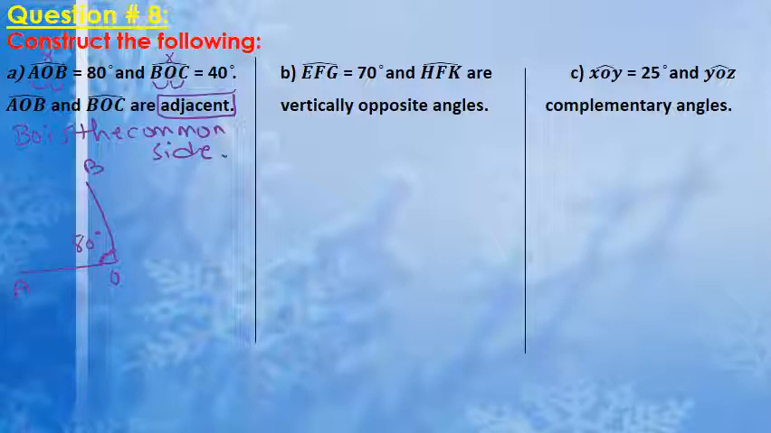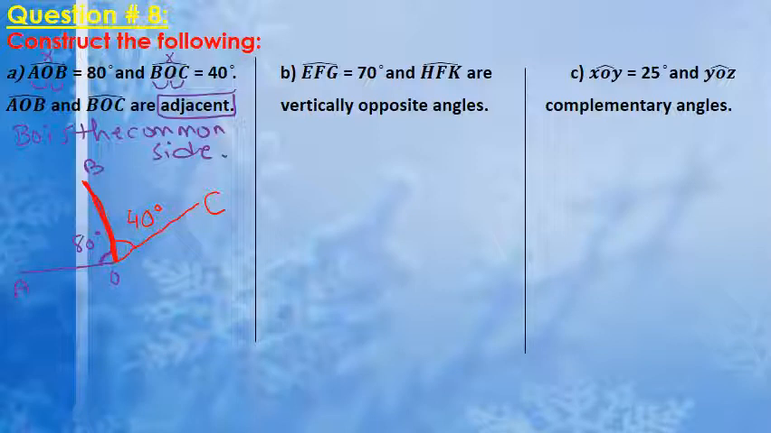Now we should draw angle BOC. We know that BO is the common side. I want to draw it with another line, with another color. So BO is the common side. We put the protractor on BO at O, and we assign the 40 degrees, and we draw the second angle, which is BOC, and this angle is equal to 40 degrees. In this way, we get two adjacent angles.